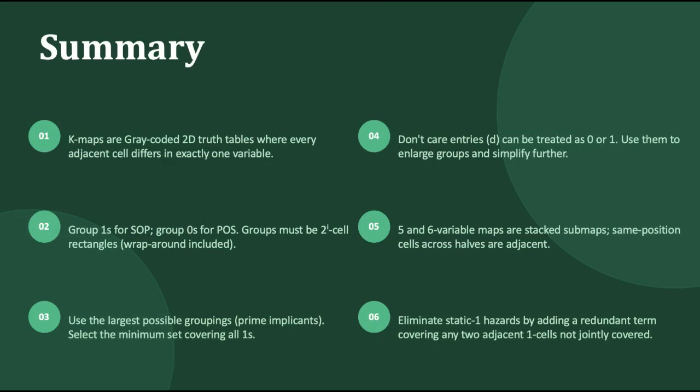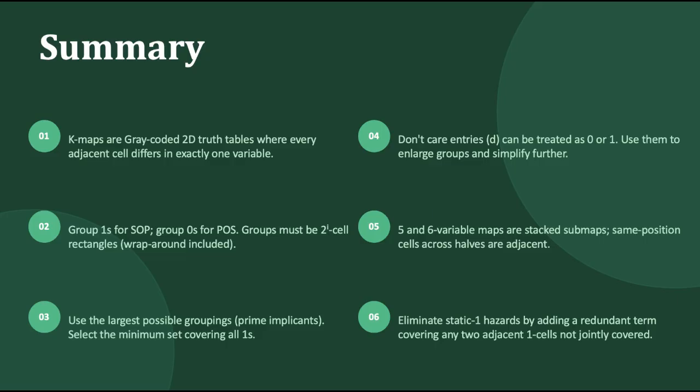Let's close by consolidating the 6 most important ideas from this lecture. Point 1. The K-map is a gray-coded 2D truth table. The gray code arrangement is not cosmetic. It is the mechanism that makes logical simplification visually obvious. Adjacent cells, horizontally, vertically, and across wraparound edges, differ in exactly one variable. Point 2. Group 1s for SOP, group 0s for POS. Both follow the same geometric rules, power-of-2 rectangles with wraparound adjacency. The literal conventions are complemented between the 2 forms.